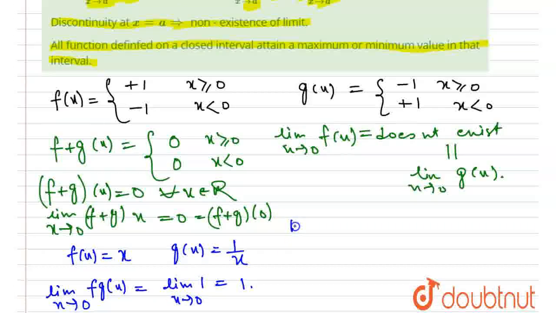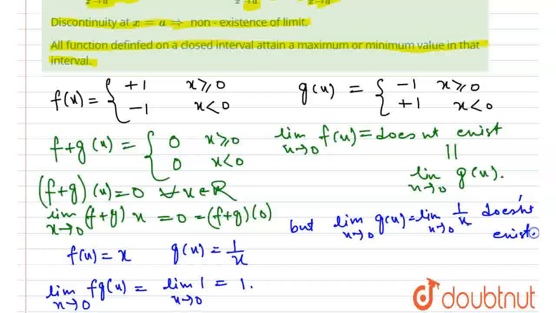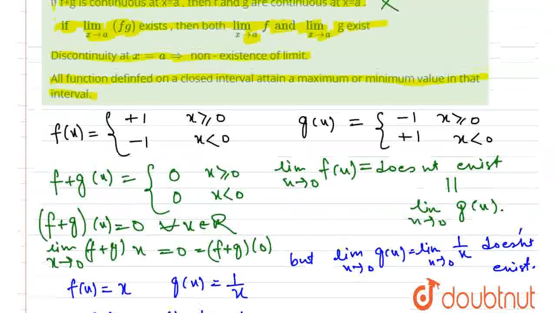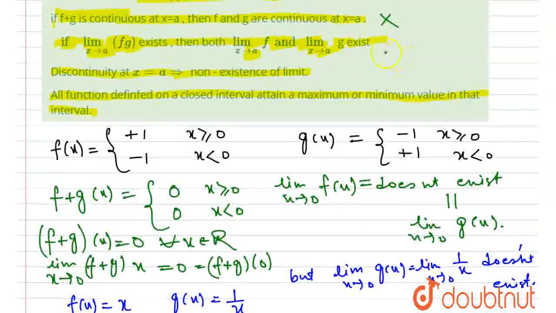But limit x going to 0 of g(x), that is limit x going to 0 of 1 upon x, that doesn't exist, because as x approaches 0 from the right, it goes to plus infinity. As x approaches 0 from the left, it approaches minus infinity. So it doesn't exist. So this statement is also false.